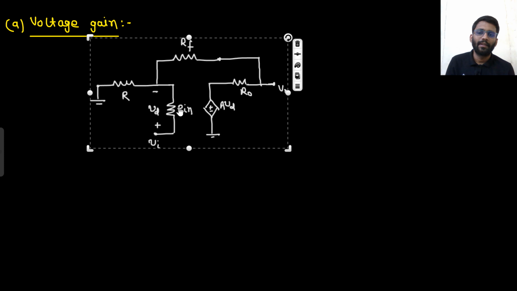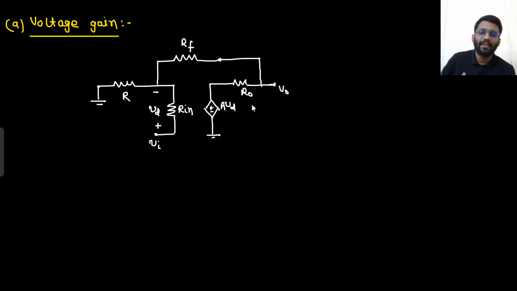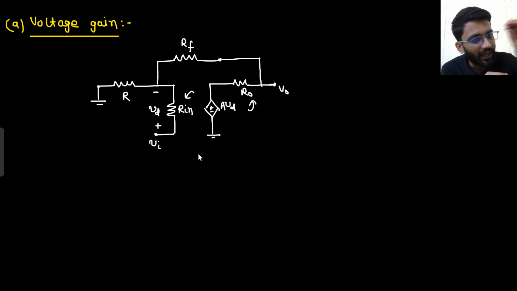Now look at one thing. If you are going to consider R naught and R in as well, then your voltage gain will be very complex. Are you getting this point? If I am going to consider R in and R naught, both of them, then voltage gain will be very complex. So when I am finding input resistance, I am only going to consider R in. When I am finding output resistance, I am only going to consider R out. When I am finding gain, I am only going to consider A for ease of calculation. And certainly in the examination, you will not find your expression written in terms of R in and R naught. That is my guarantee.